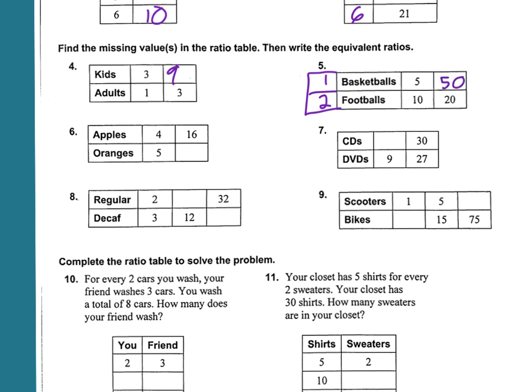Okay, the next one, that is a simplified ratio where you don't have to simplify it. This 4 turned into a 16 because I times it by 4. So we're going to times this 5 by 4, and we get 20.